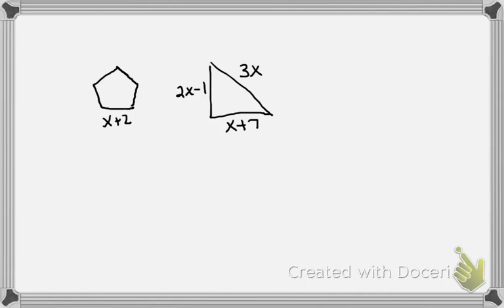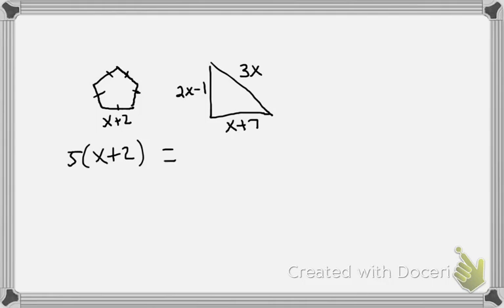Alright, I know my drawings aren't great, but the pentagon over here, we're going to say it's an equilateral one. So it's regular, so we're going to say they're all x plus 2. So all these will be the same length. Okay? And so if that's true, then we're going to say 5 times x plus 2, because we got 5 of them.